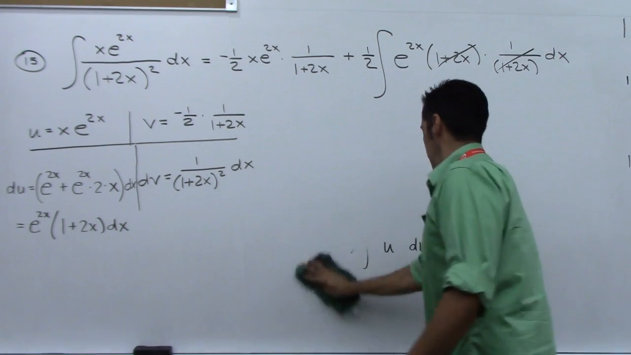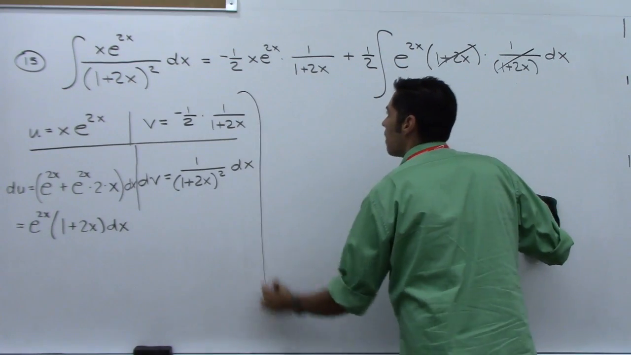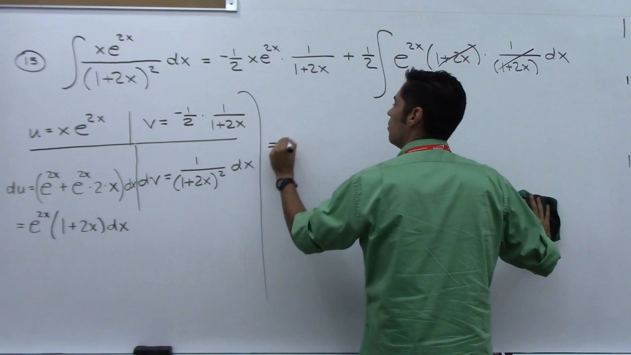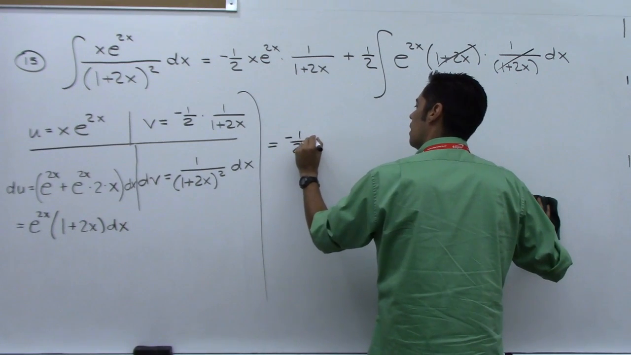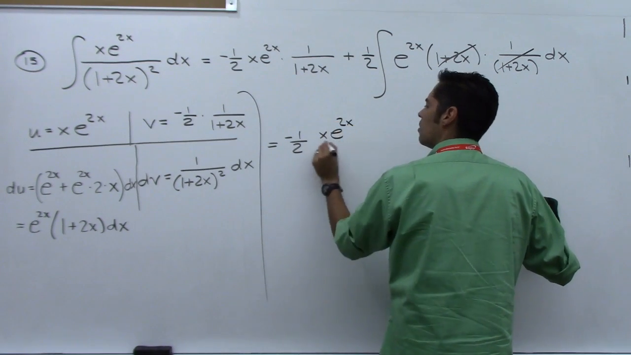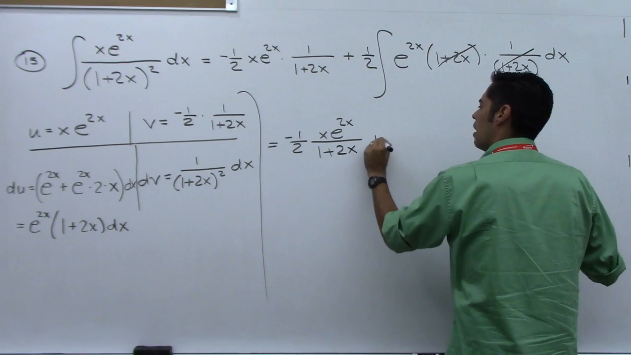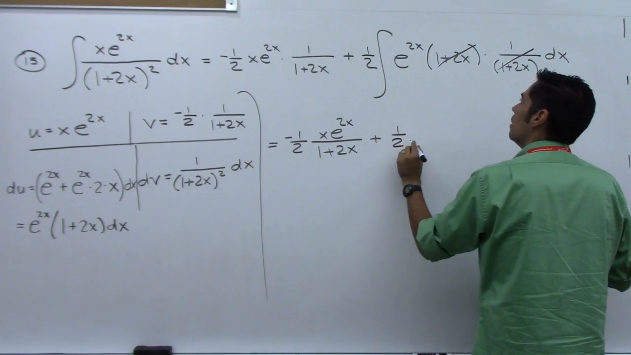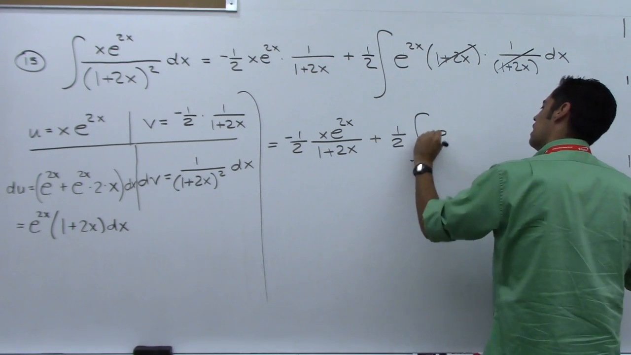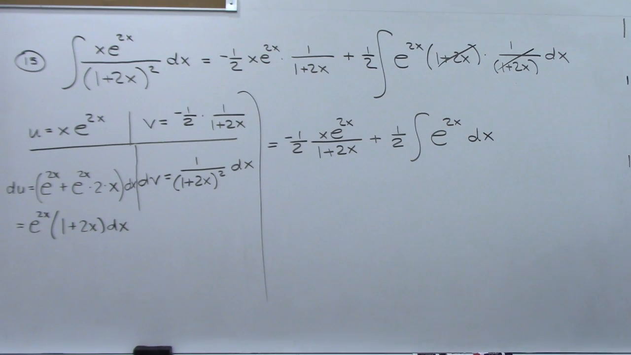Once you get that, this integral becomes, let me see. So this is equal to negative 1/2 x e to the 2x over 1 plus 2x, plus 1/2 integral of e to the 2x dx. And that is easy to integrate.